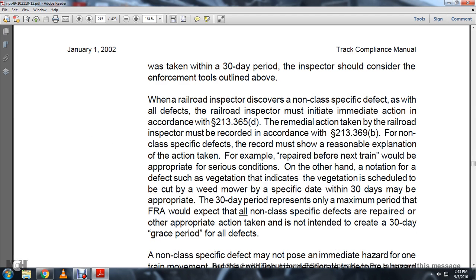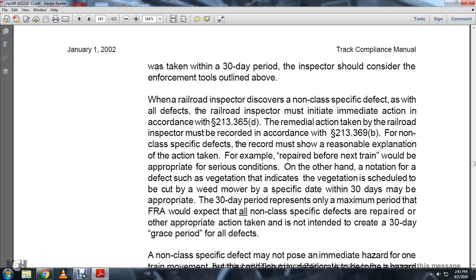tools outlined above. When a railroad inspector discovers a non-class-specific defect, as with all defects, the railroad inspector must initiate immediate action in accordance with 213.365(d). Immediate action taken by the railroad inspector must be recorded in accordance with 213.369(b). For non-class-specific defects, the record must show a reasonable explanation of the action taken. For example, repair before the next train would be appropriate for serious conditions.